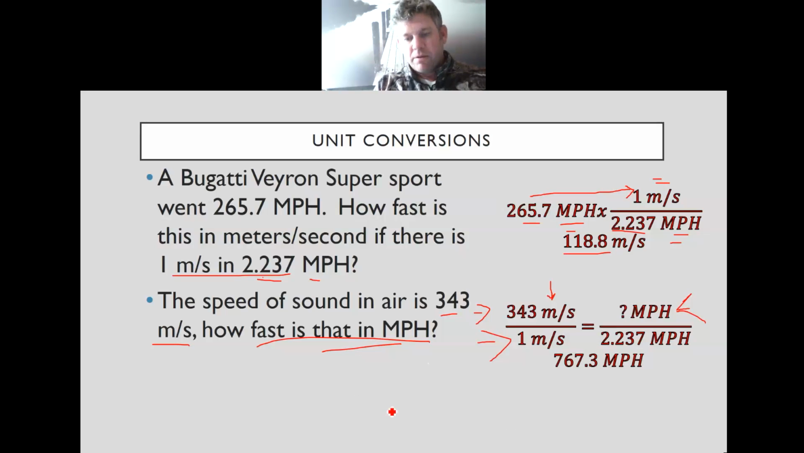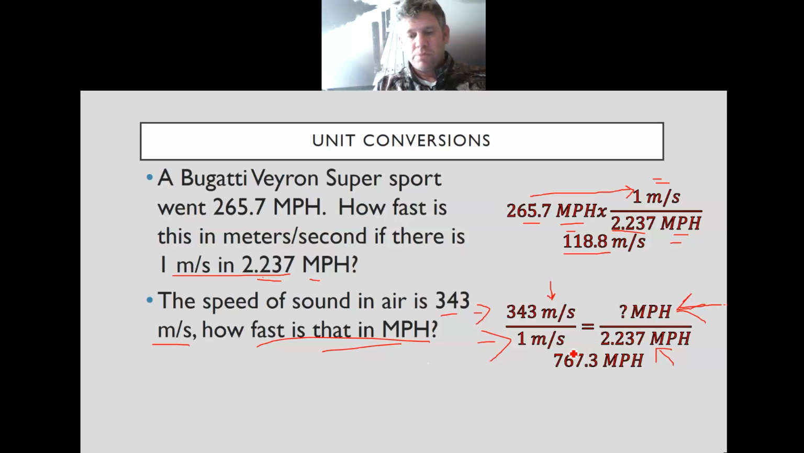But on the bottom then, what we see is that I've got 2.237 miles per hour. Again, that's one of the knowns from the previous problem. Please know you don't have to memorize any of these numbers. If we ask you to do conversions, we will give those numbers to you. You just have to be able to apply them. That's a big deal for us right now: just being able to apply stuff.